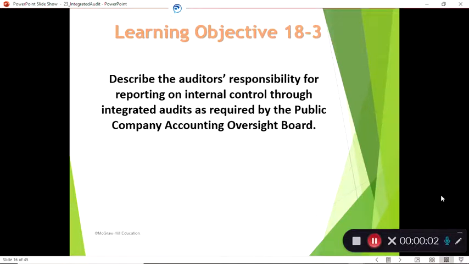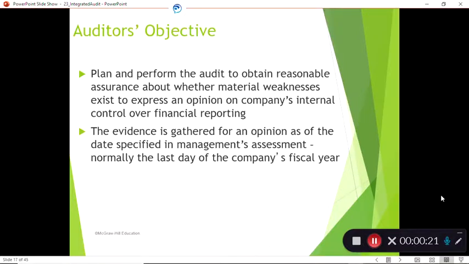Okay, so picking up with part two of the recorded lecture for integrated audits, we have our third learning objective. Now, we had talked about the nature of integrated audits. We talked about the manager's responsibility for reporting on internal control. Now we're going to talk about the auditor's responsibility on reporting on internal control from the PCAOB.